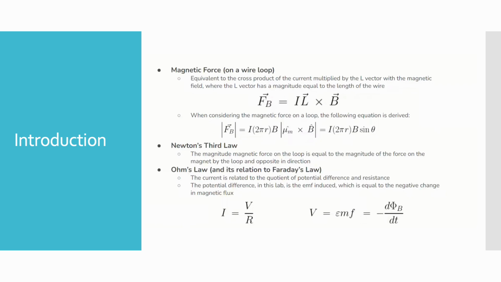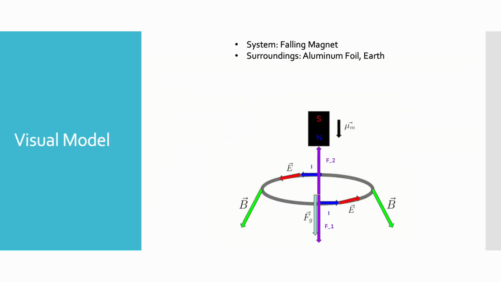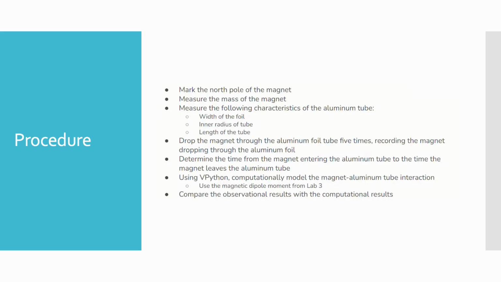Also, Ohm's law is used. The current is related to the quotient of the potential difference and the resistance. The potential difference in this lab is the EMF induced, which is equal to the negative change in the magnetic flux. So for this, we have the following visual model where the system was a falling magnet and the surroundings were the aluminum foil and the Earth, producing two forces, force one being the force due to gravity and force two being the force due to the magnetic field.